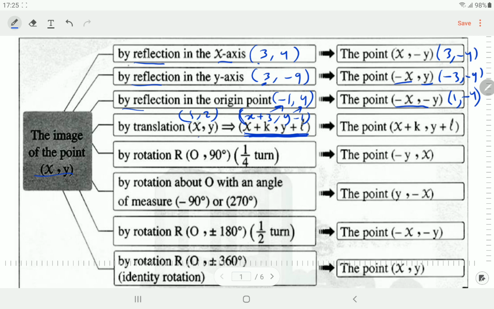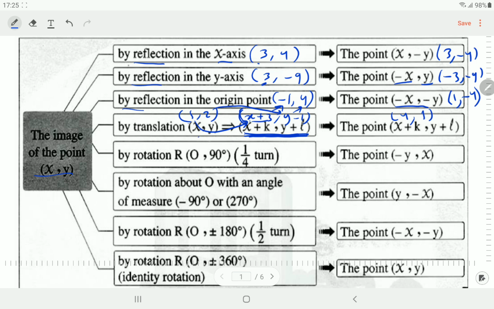We have 1, and you can translate by x plus 3. You will substitute x by 1, it's going to be 1 plus 3 equals 4. And we have here 2 minus 1, because you substitute y by 2, it's going to be y minus 1 equals 1. Okay, I think it's easy.